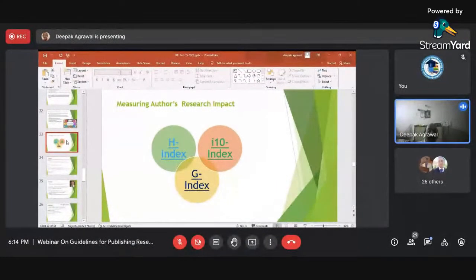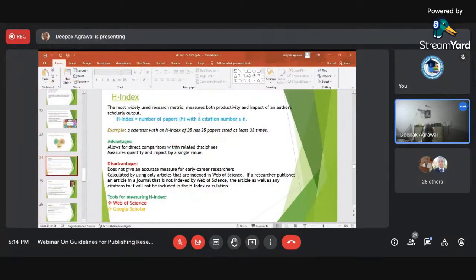There are 3 types of indices available regarding the authors. You can identify your own values on the basis of H index, I10 index, and G index. Okay, let us move ahead. What is H index? It is the research metric which provides the productivity and the impact of the author.